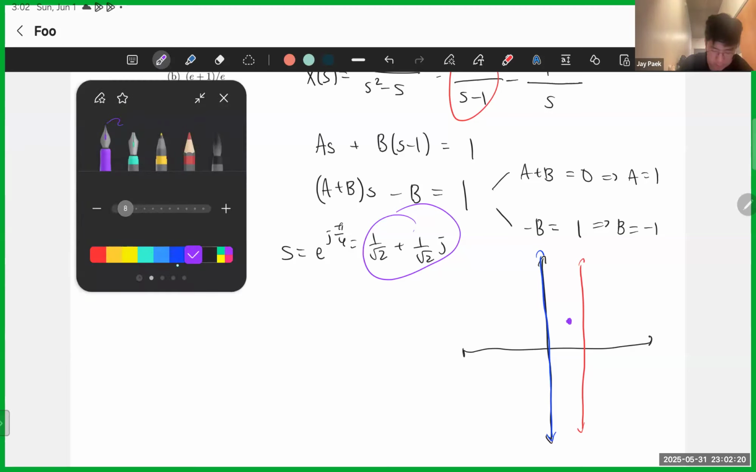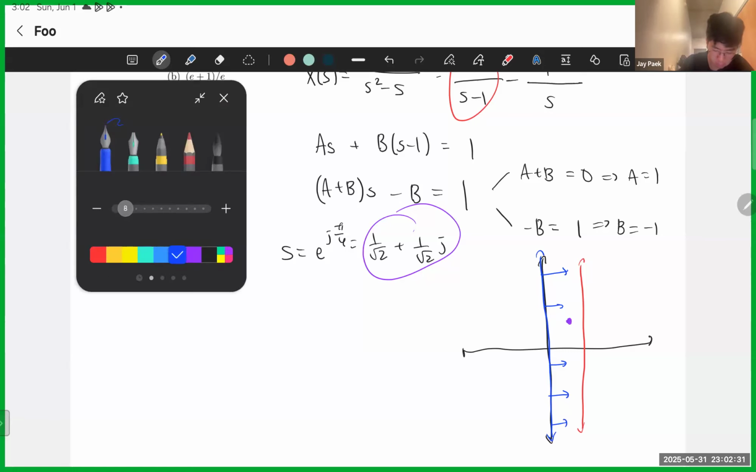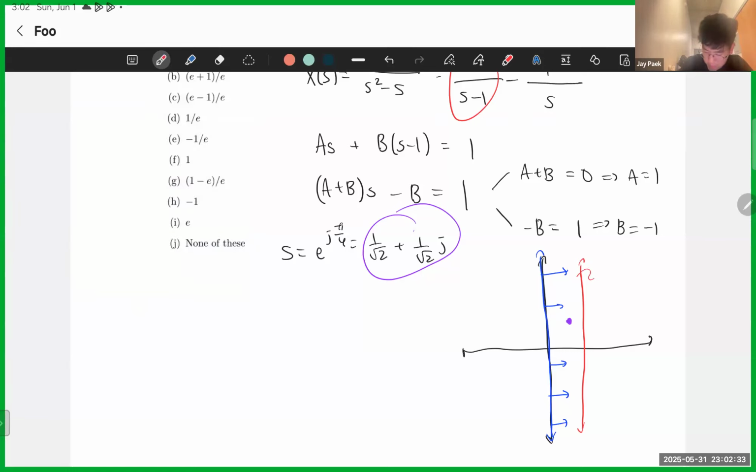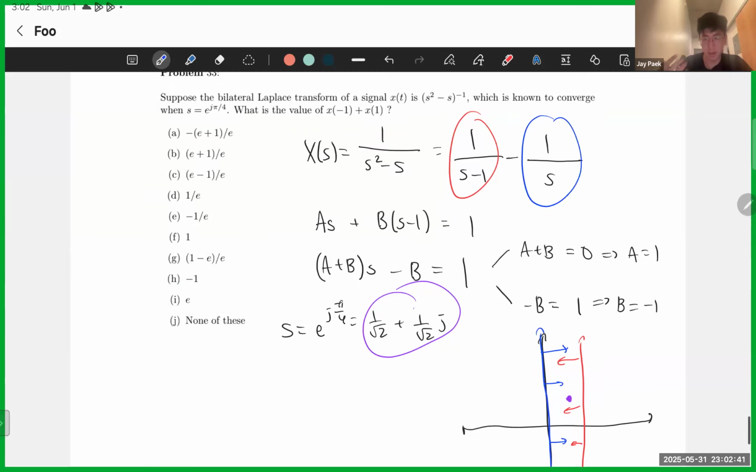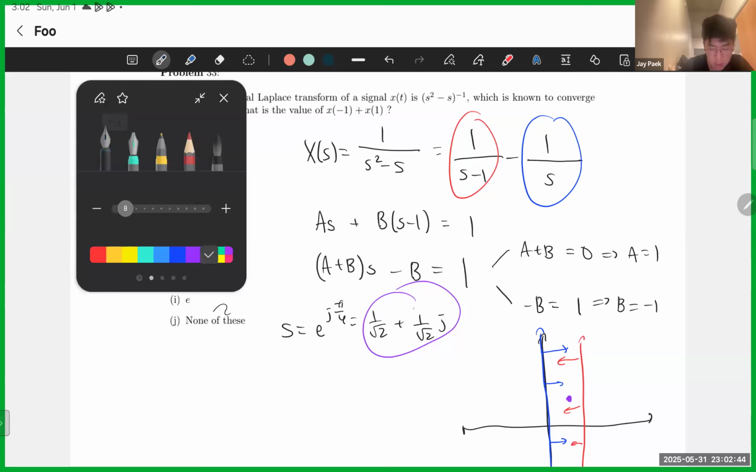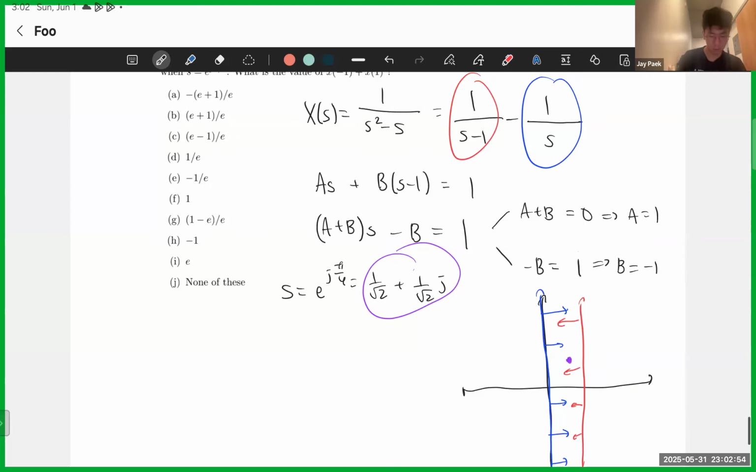Then, wouldn't it make sense that the blue line is anti-causal, and the red line is causal. So again, these kind of questions have a very strategic way to do it. When you're given that it converges at a certain point, you have to pick which one is causal, which one's anti-causal based on where it converges. And so we realize that the red one is causal.